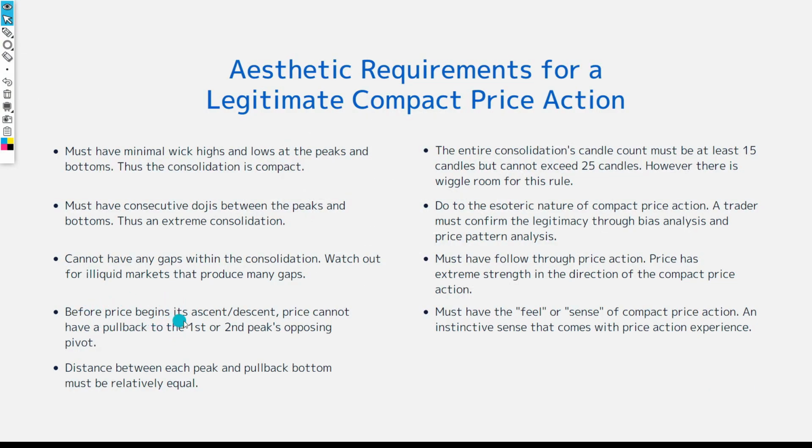Okay, and before price begins its ascent or descent, price cannot have a pullback to the first or second peak's opposing pivot. All right. Okay, so let's say a long compact price action forms. That's legitimate. It's following all the basic rules as well as the aesthetic rules.